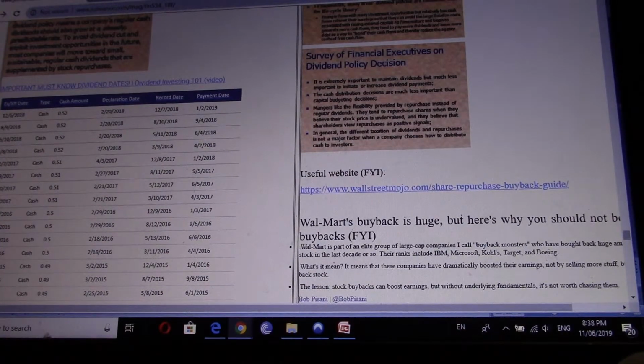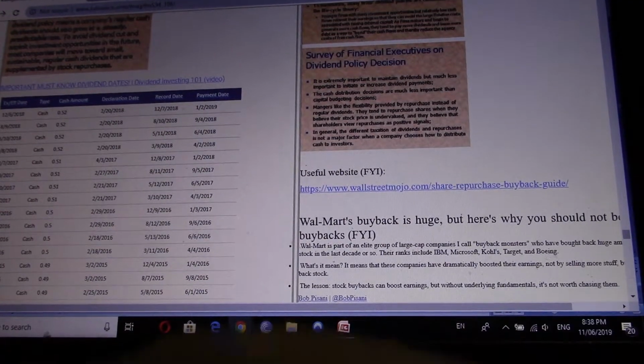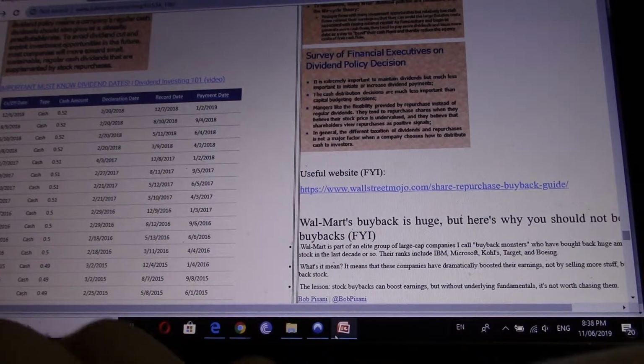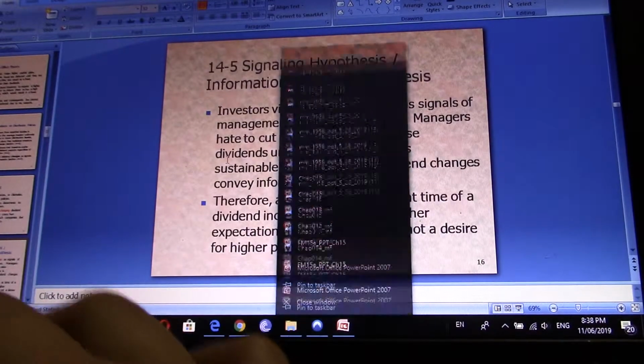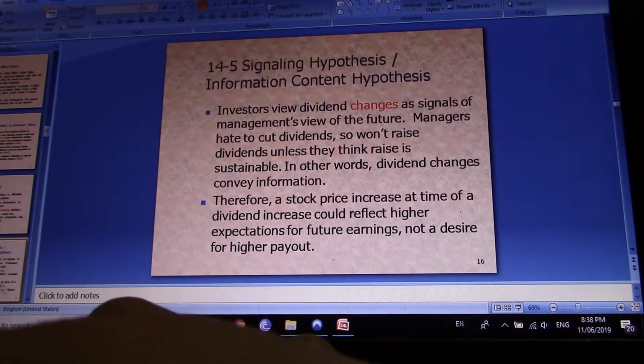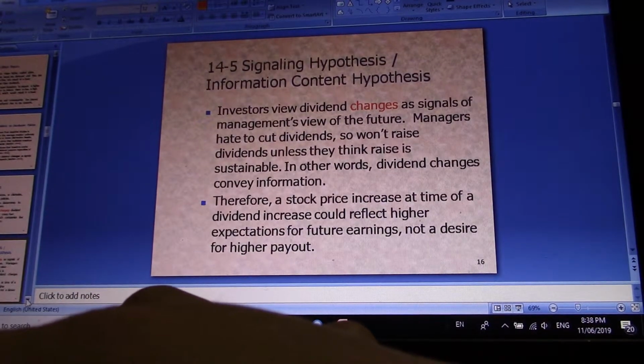Based on the pattern in the past, we can make a prediction for the future dividend of Walmart. Like 2019, it will be 53 cents a quarter, and 2020 it will be 54 cents a quarter. So you see, companies try to maintain their dividend policy. If the company reduces the amount of dividend, it's sending a panic signal to the market.